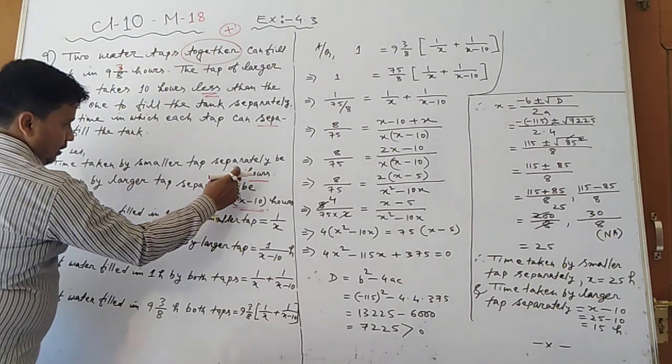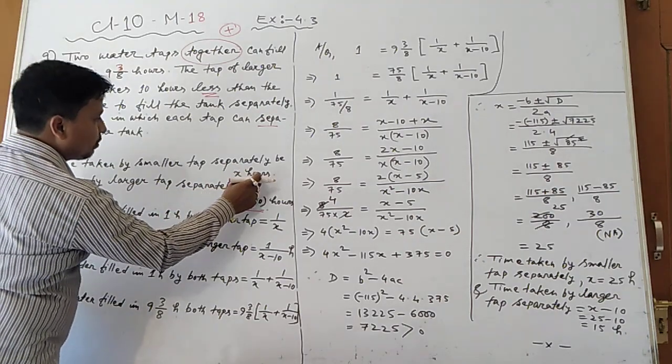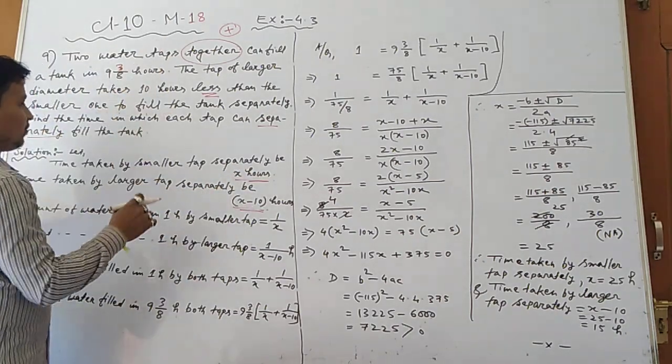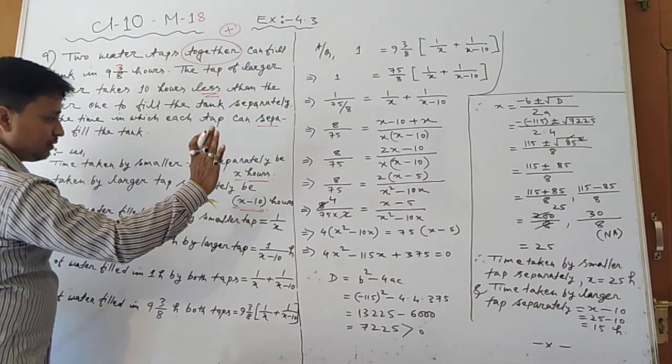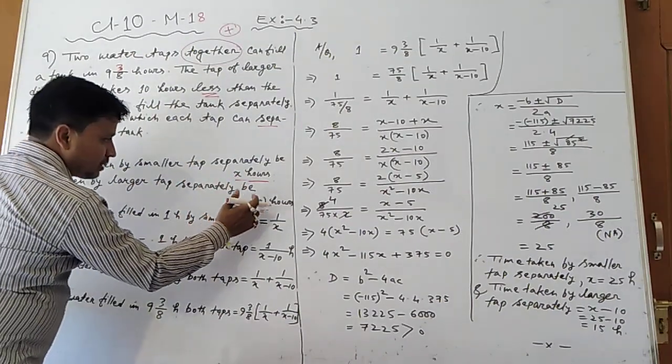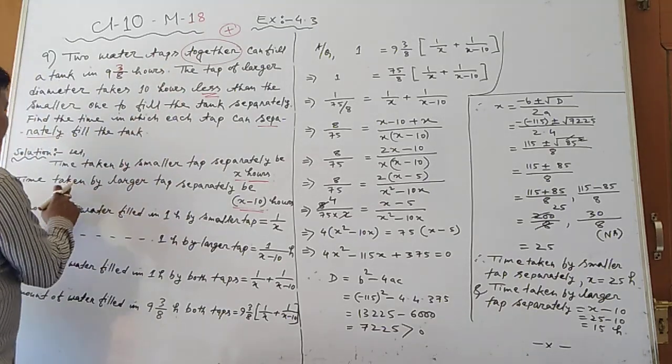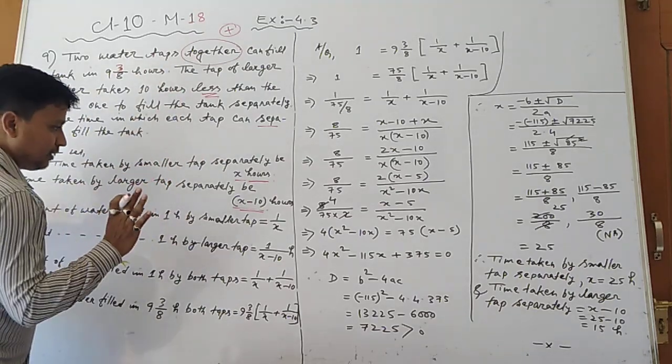Now, in x hours time, the full tank is filled by the smaller tap separately. Again, in x minus 10 hours time, the full tank is filled by the larger tap separately.